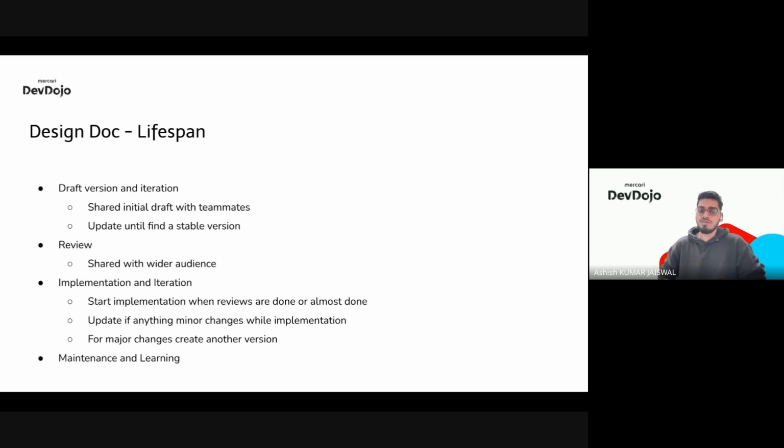Then we get the review from a wider audience, like cross teams, different domain owners, or maybe the architect teams as well. If there is feedback, we incorporate it and update the design doc again. This is how it happens until we get the approval from everyone who should be approving the design doc, who basically are the stakeholders.